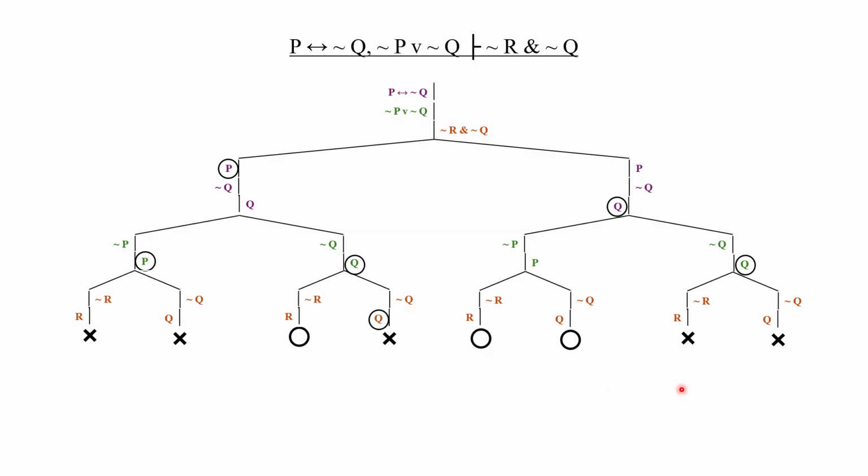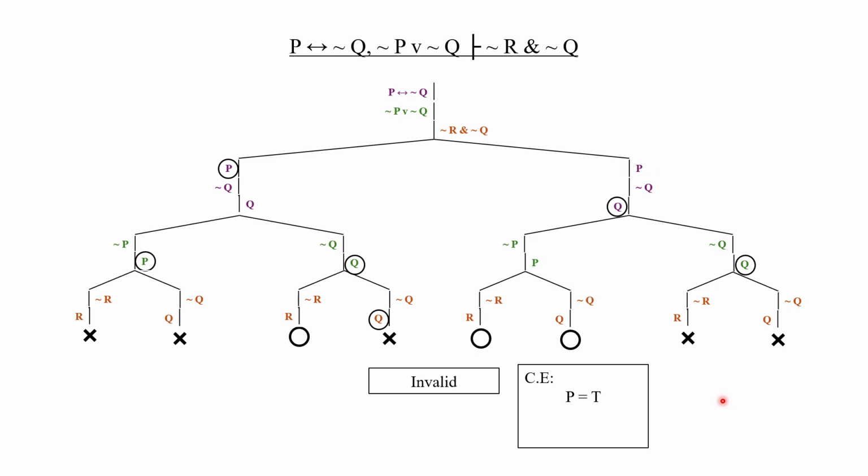Again, it just takes one to be invalid, so this is going to be invalid, and then we need our counterexample. So I just picked the one in which P is true, Q is false, and R is true. So R is true, Q is false, P is true. So just going back up through the tree to figure out those values.